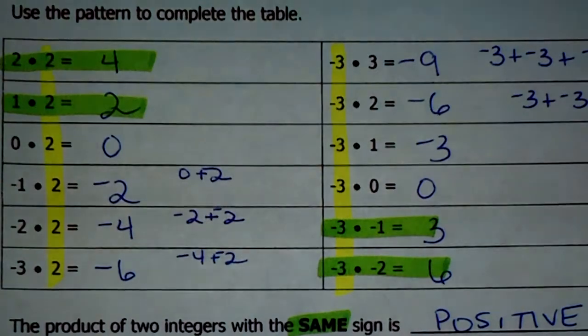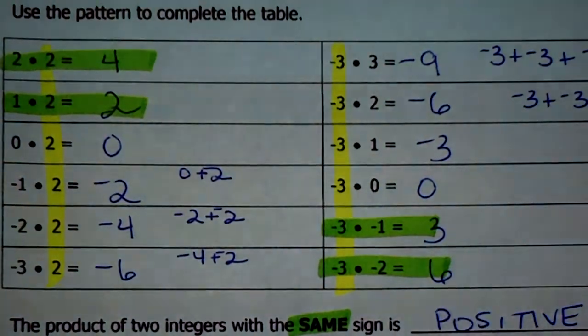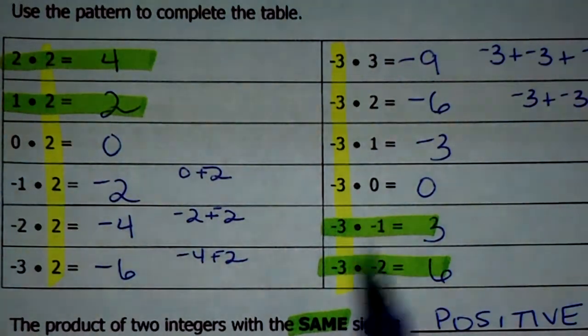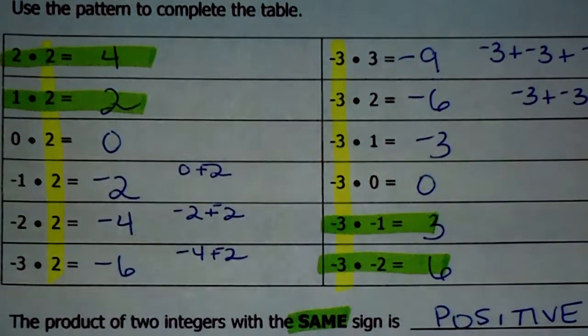So I know when you add 2 negatives, you get a negative, but this isn't addition. It's multiplication. So same sign. So a negative times a negative is a positive, and a positive times a positive is a positive.